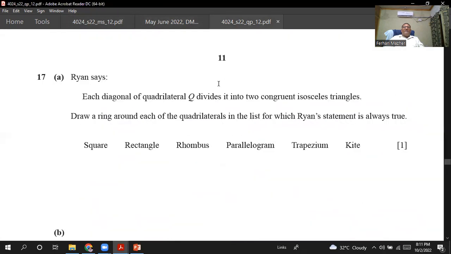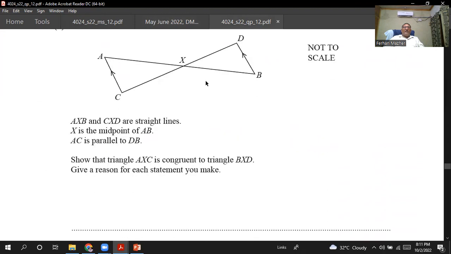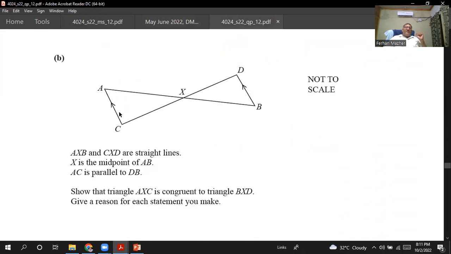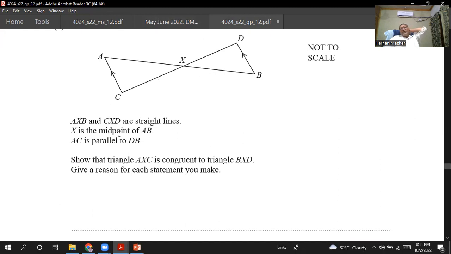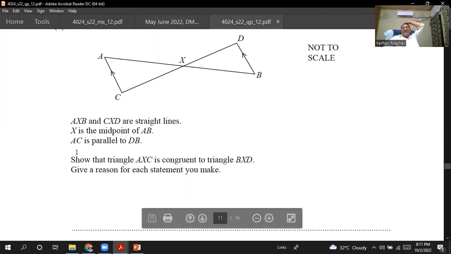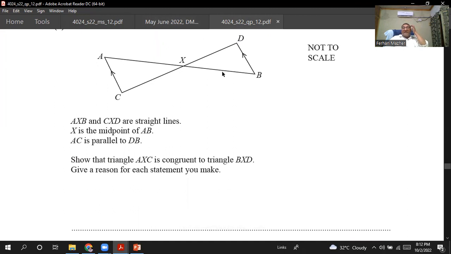Then we have the next question coming up on your screen. Here we have these two lines parallel to each other. This is AC and BD, you can say DB. They are parallel to each other. AXB and CXD are straight lines. X is the midpoint of AB, so AX and XB are equal to each other. It is given that X is the midpoint of AB. AC is parallel to DB, so the AC line and the DB line are parallel to each other.